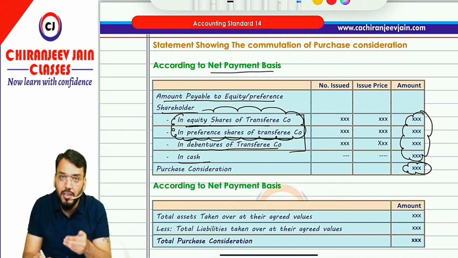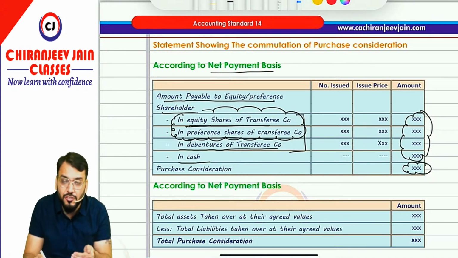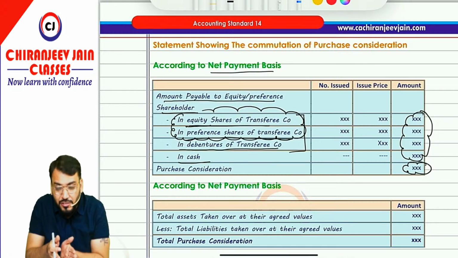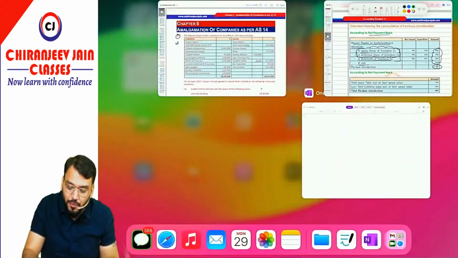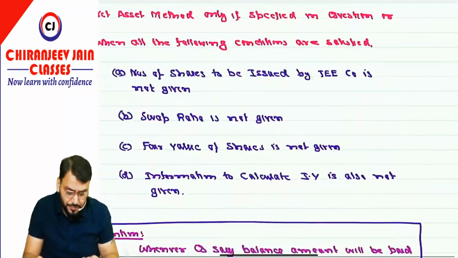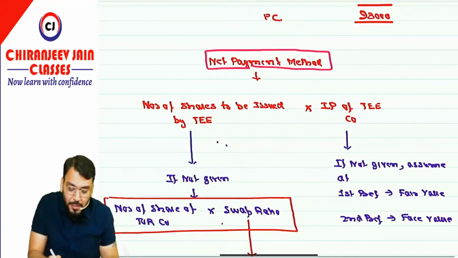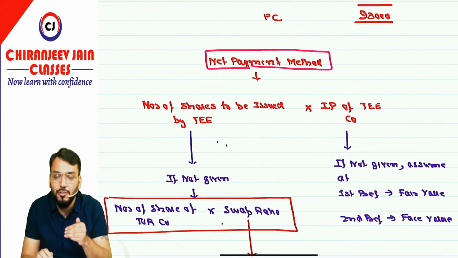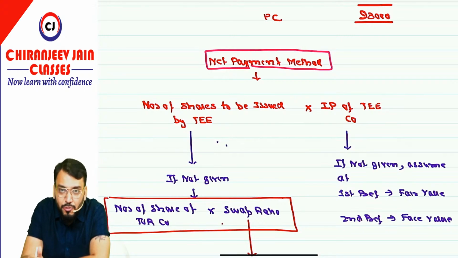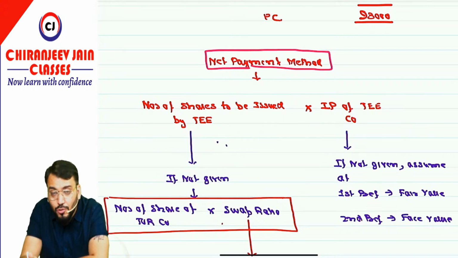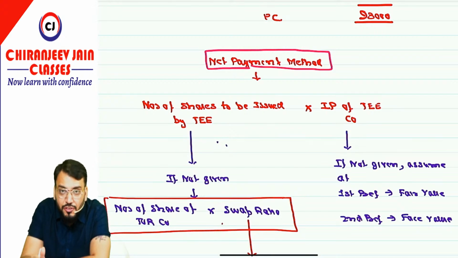But to explain the way to find out the amount of equity shares or preference shares of the transferee company which is allotted to the equity shareholders and preference shareholders of the transferor company, just try to understand one thing. Whenever we use the net payment method, the first thing we need to find out is the amount of equity shares or preference shares which are allotted to the equity shareholders or preference shareholders of the transferor company.